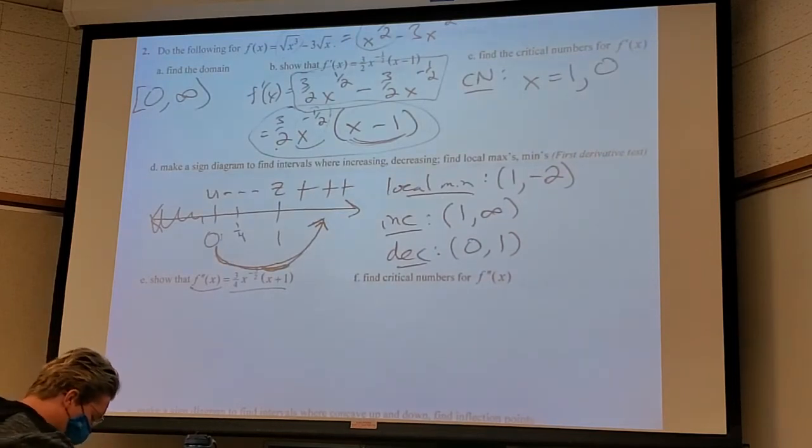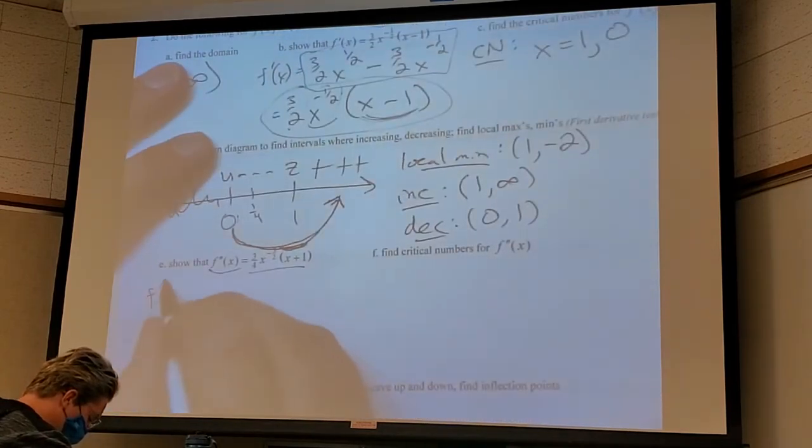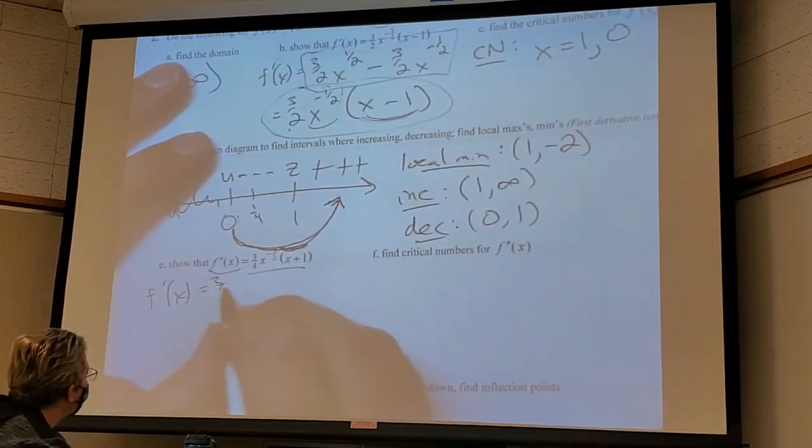How do I find a second derivative? Take the derivative of the derivative. So either one of them you can work with. One of them requires a product rule. One of them doesn't. So I'm going to start with this.